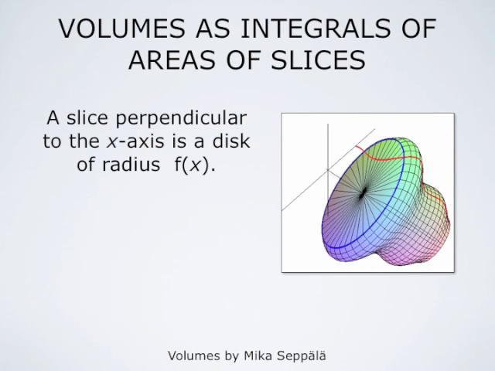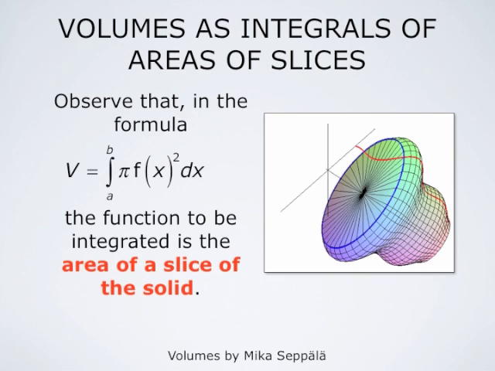Now observe that if we slice the solid of revolution by a plane perpendicular to the x-axis, we get a slice which is a disk. The radius of such a disk is the value of the function f at the intersection point x. That's at the point where we form the slice. Now, the area of this disk is pi times f of x squared, of course pi times radius squared. And therefore, in this volume formula, we really integrate the area of a slice.